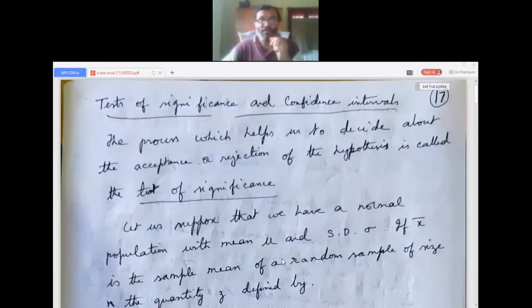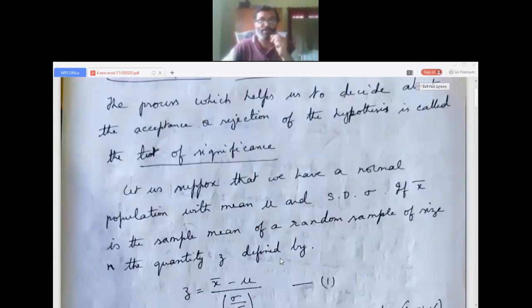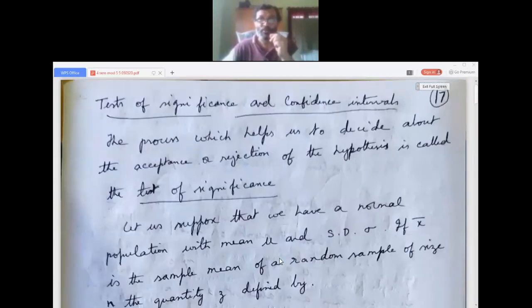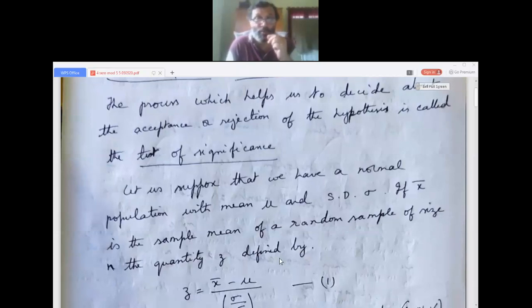So, test of significance and confidence intervals. The process which helps us to decide about the acceptance or rejection of the hypothesis is called the test of significance.